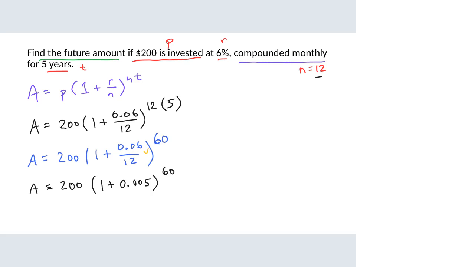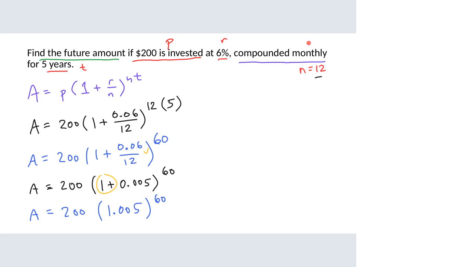Don't hit clear. Just leave that 0.005 sitting on your calculator because we're going to need that again. And we need it right now. And what we're going to do is we're going to add 1 because that's the next thing to do. I've got 0.005. I need to add 1. So that's what we'll do. We'll add 1. And now I have 1.005 that needs to get raised to the 60th power.